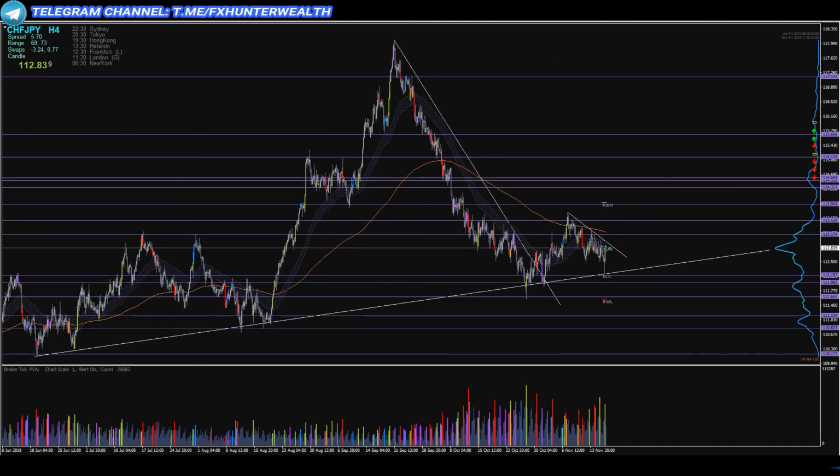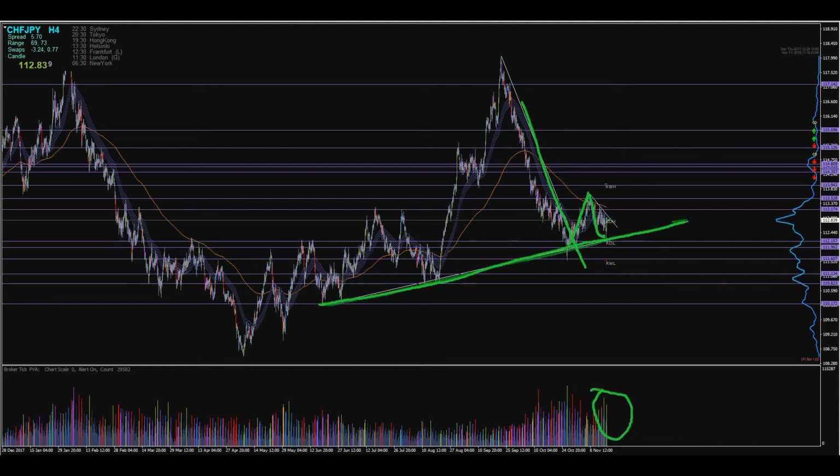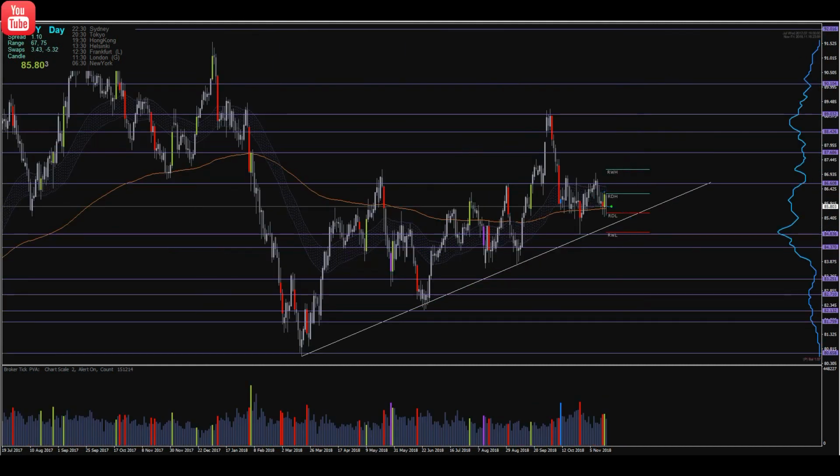Next one is franc yen. Franc is supported by this nice trend line, and we can see the break of this trend line, and then we can see it move higher and the retest of this trend line again, and the volume here, and then we just need to break through this and then move up. This is my setup. If it happens, I will be entering.